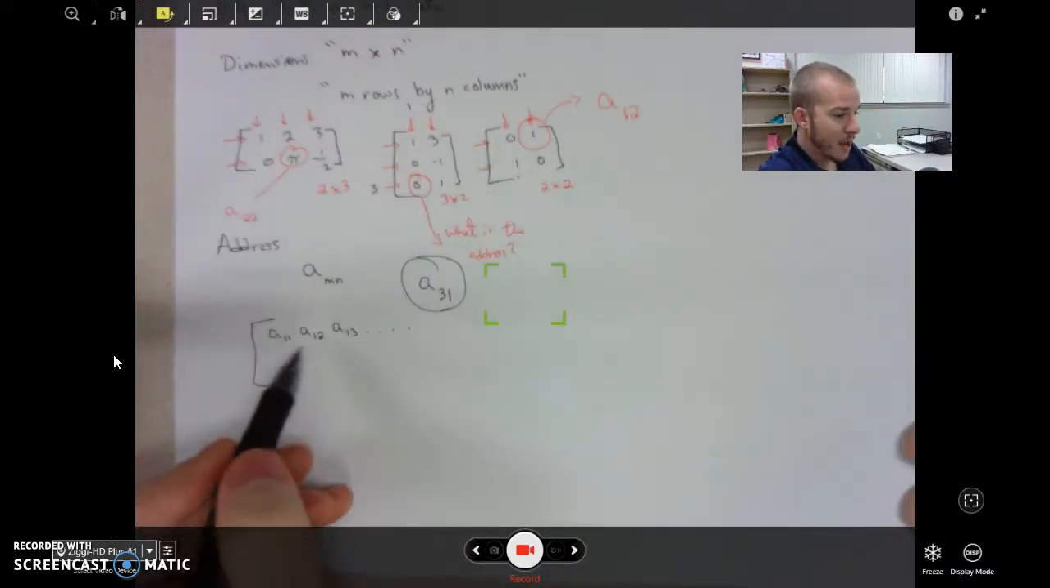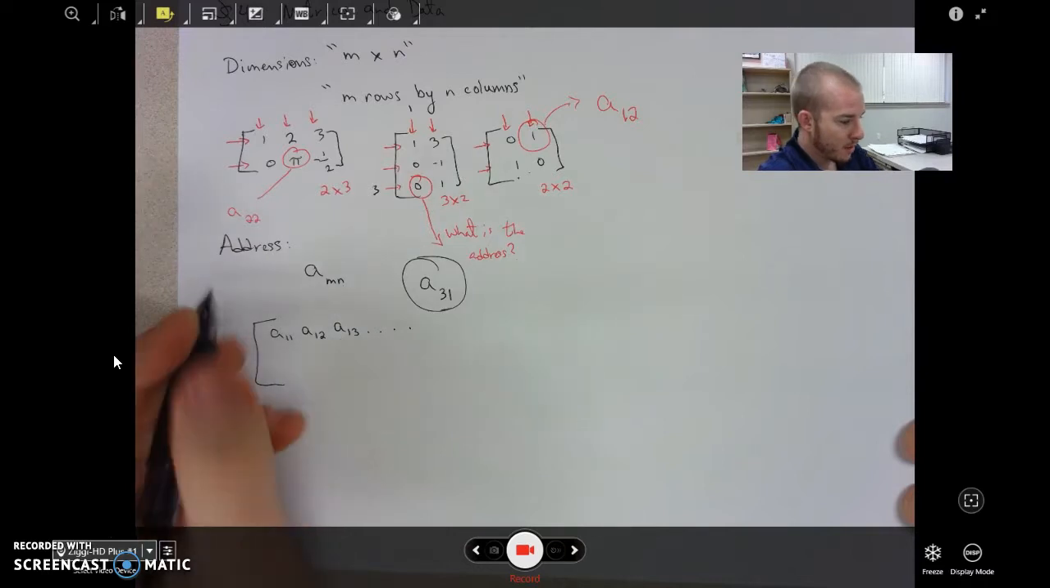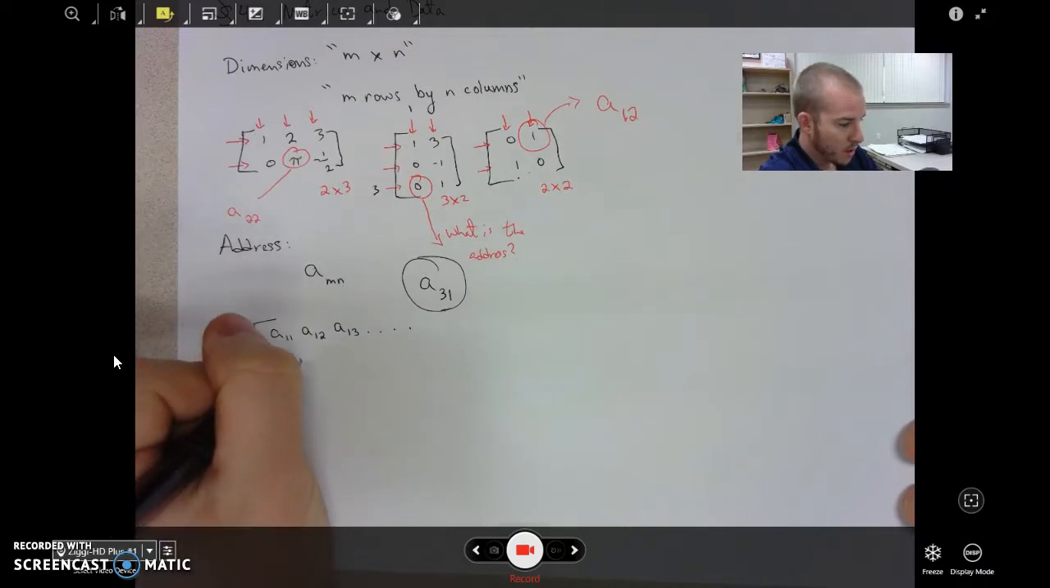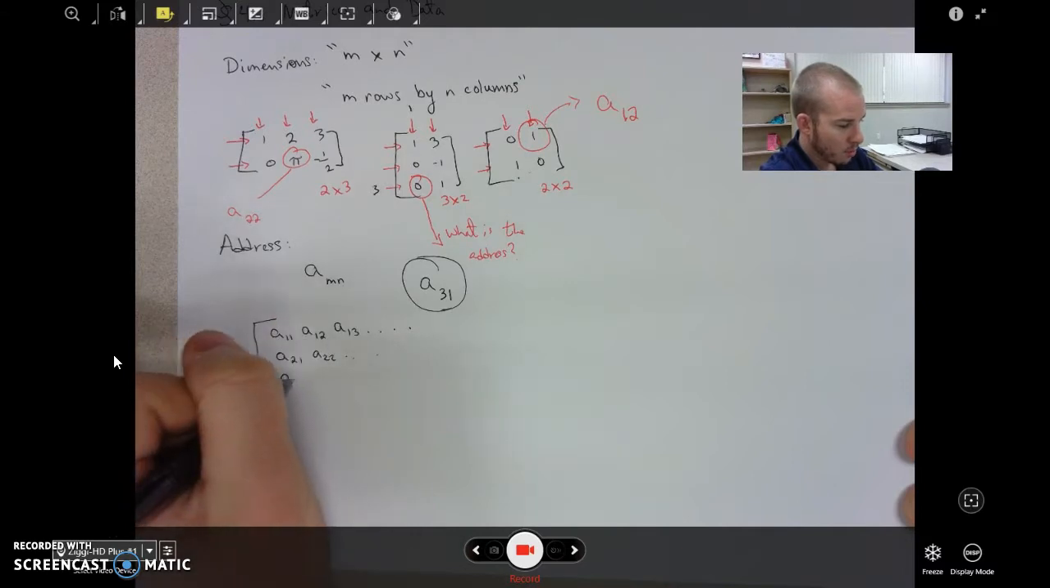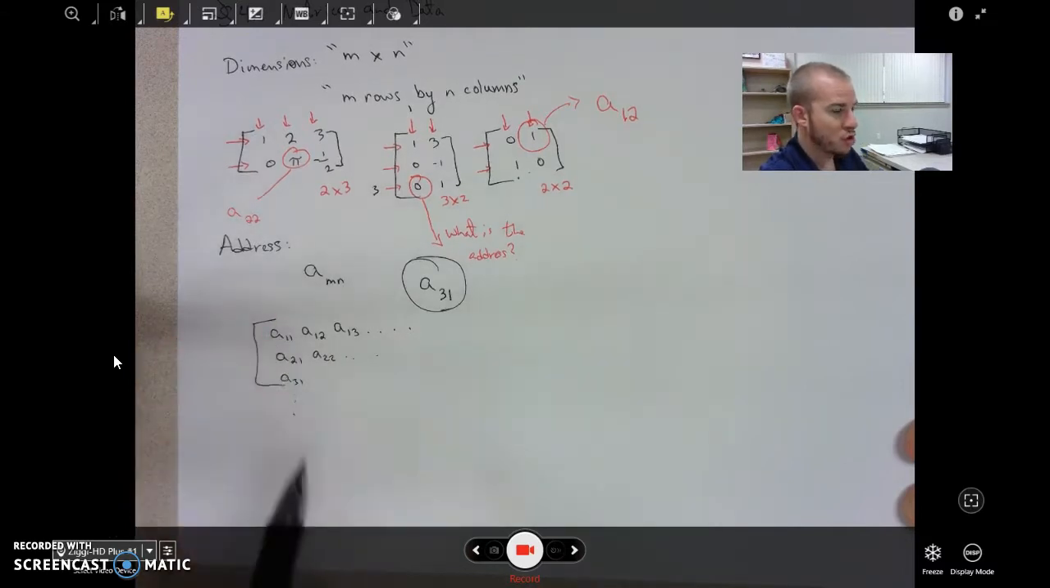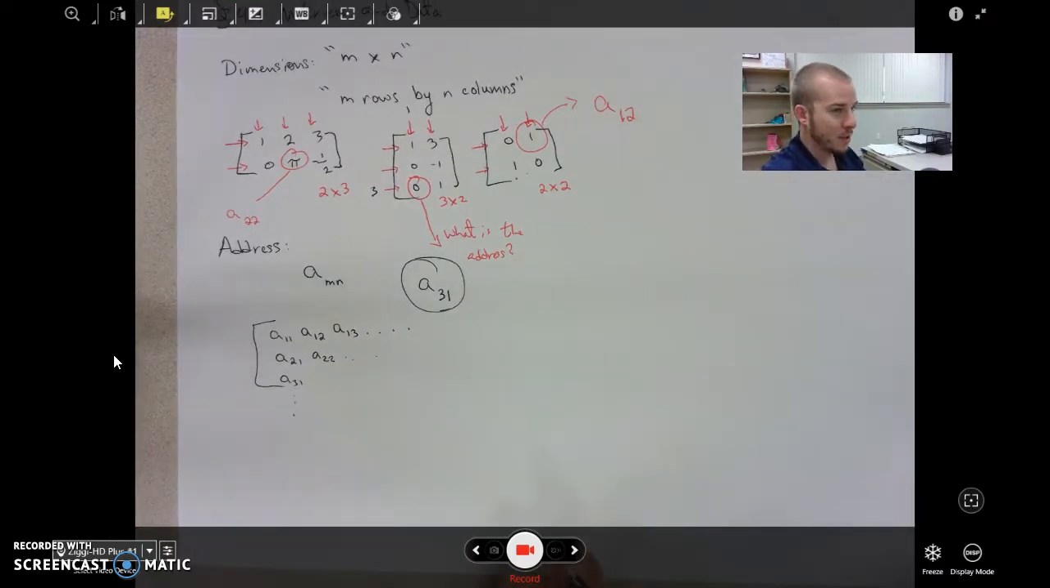So here we have a11, a12, a13, and then we would have a21, a22, dot, dot, dot, and then a31, dot, dot, dot. And that's how you determine the address of a matrix. Okay, that's it on addresses.